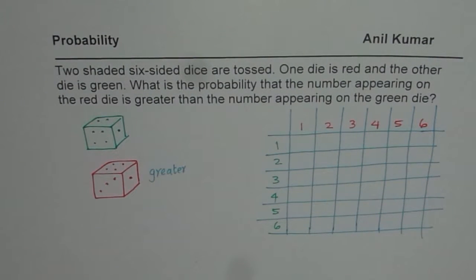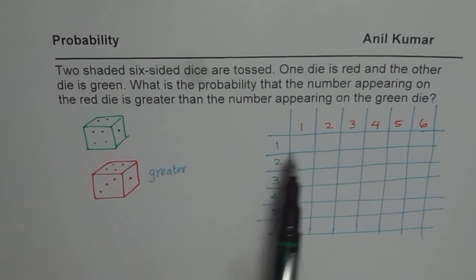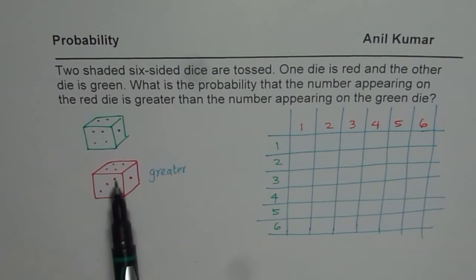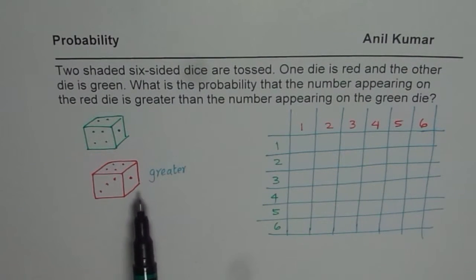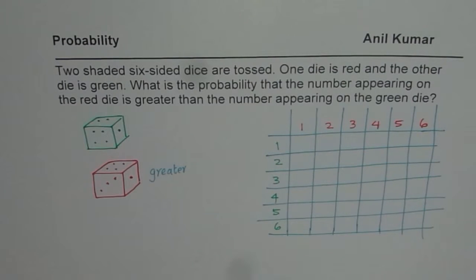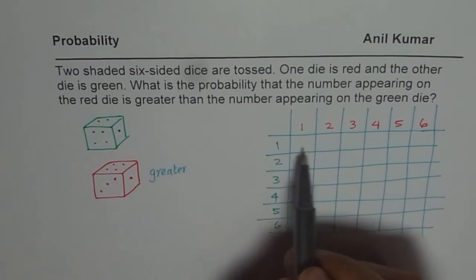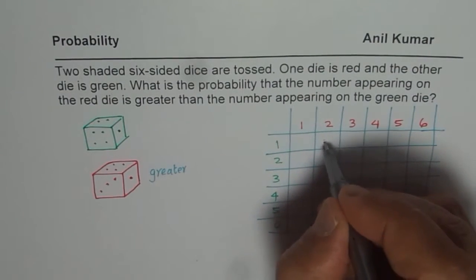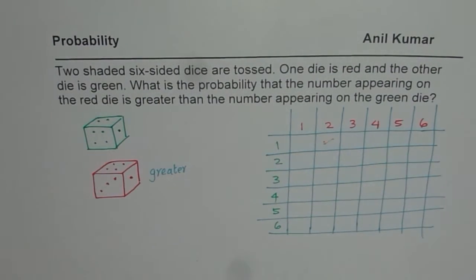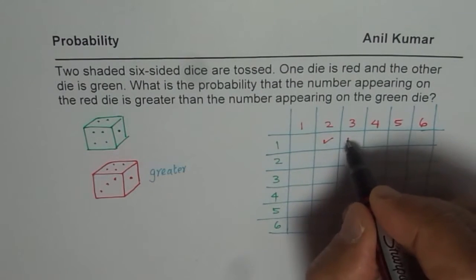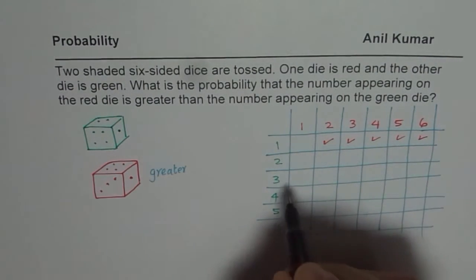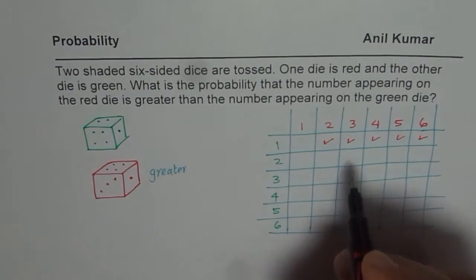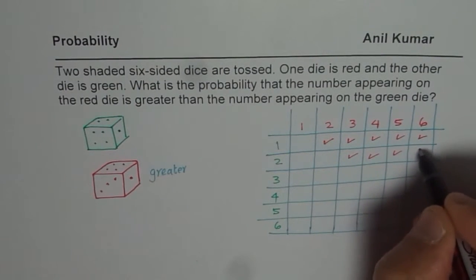Now we need to figure out in how many cases the number on the red is greater. So red is greater, not equal to. Let us check wherever the red is greater. If I compare the first row, for 1 and 1 they are the same, but here the red is greater. So the red is greater for 2, 3, 4, 5, and 6. In this particular case, red is greater for 3, 4, 5, and 6.